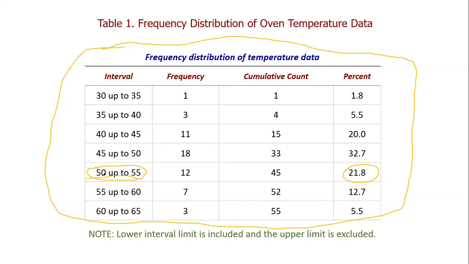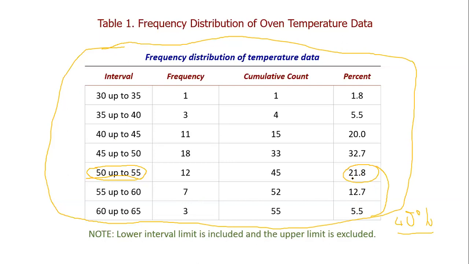Or if I ask you, what is the probability that the temperature is higher than 50? What you can do is sum all these three, which is equal to 40%. So the probability that the oven's temperature is greater than 50 is equal to 40%, or 0.40. That's because this is the only data that I have. If this is the only data I have, I can just calculate the probabilities by looking at these percentages.